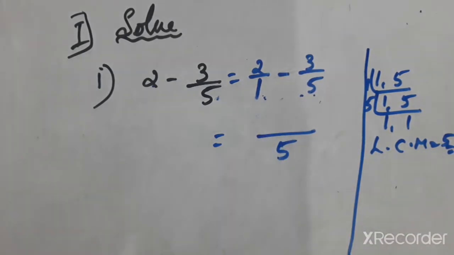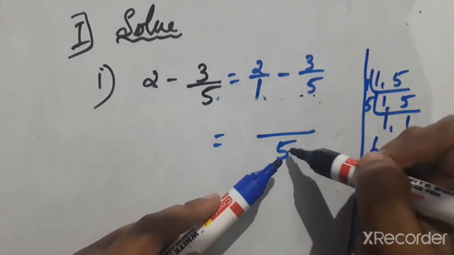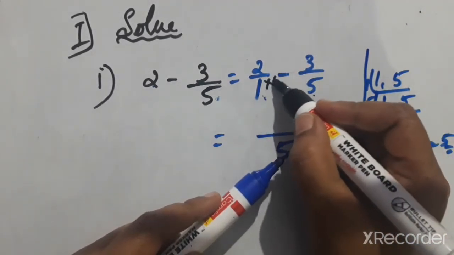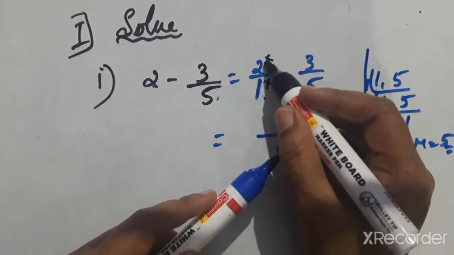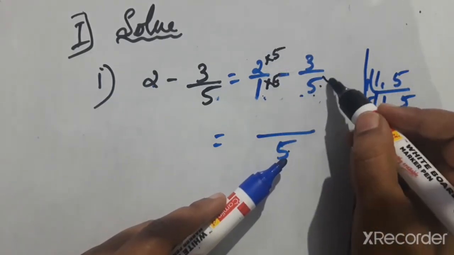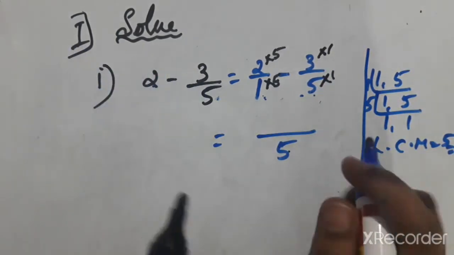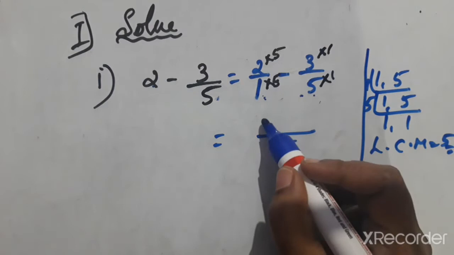Now convert the denominator, equalize the denominator to the LCM value. 1 times how much is 5? 1 fives are 5. The same value we have to multiply in the numerator. 5 times how much is 5? 5 ones are 5. The same value we multiply into the numerator, too. Now 2 fives are 10.